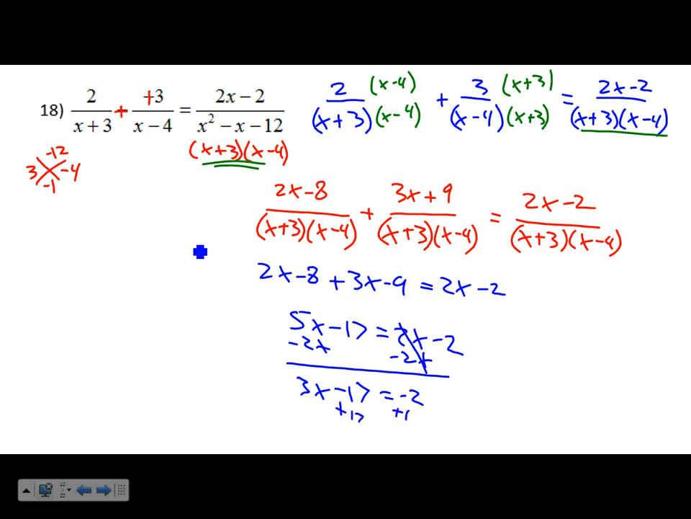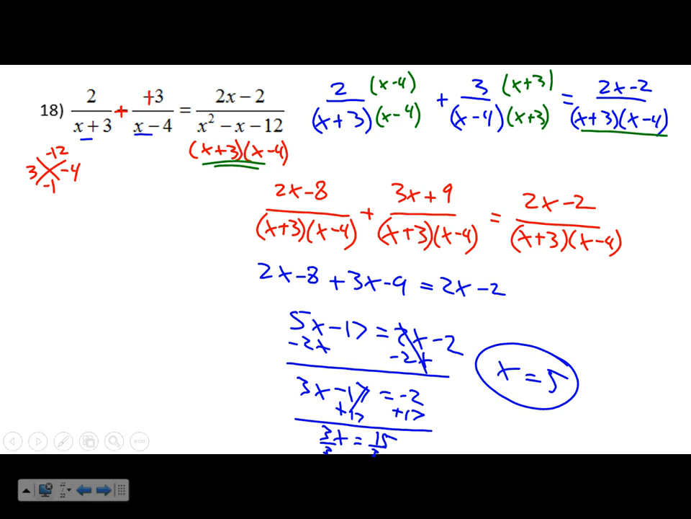Add 17. 3x is equal to negative 2 plus 17 is positive 15. Divide both of those by 3. Run out of room. X is equal to 5. So x is equal to 5. Again, if you want, plug it back into check, but this one does work out. So that is your answer.